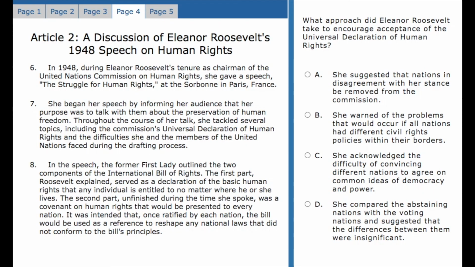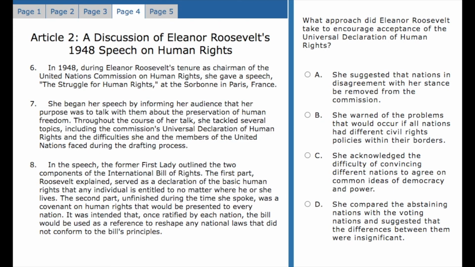So let's pause right here. Think, how would you put this in your own words? How would you explain this to somebody else? The way I would summarize what happened in paragraph 7, just off the top of my head, is that it's about how Eleanor Roosevelt started giving a speech and informed the audience that it was going to be about the preservation of freedom, and she talked about some of the challenges and difficulties she had while creating a Declaration of Human Rights.